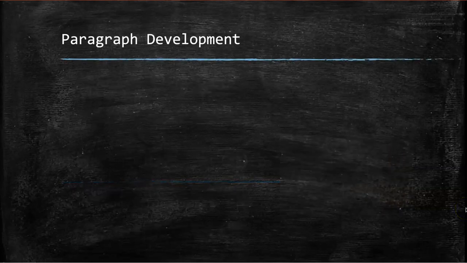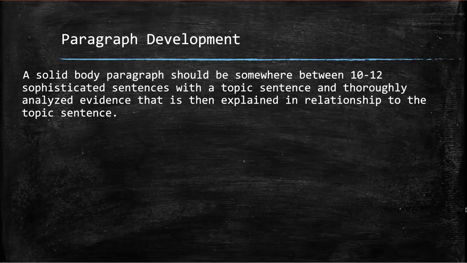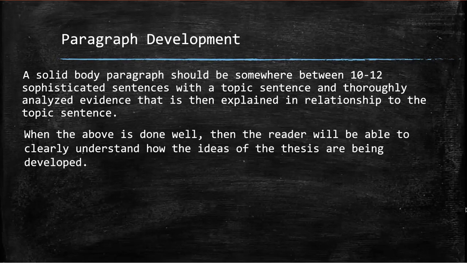Paragraph development. A solid body paragraph should be somewhere between 10 to 12 sophisticated sentences with a topic sentence and thoroughly analyzed evidence that is then explained in relationship to the topic sentence. When the above is done well, then the reader will be able to clearly understand how the ideas of the thesis are being developed.